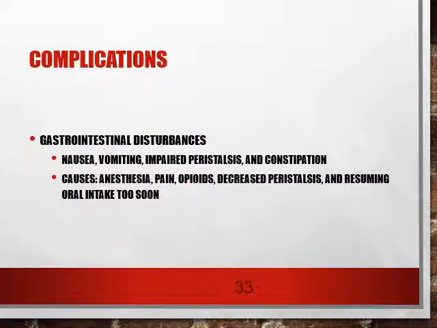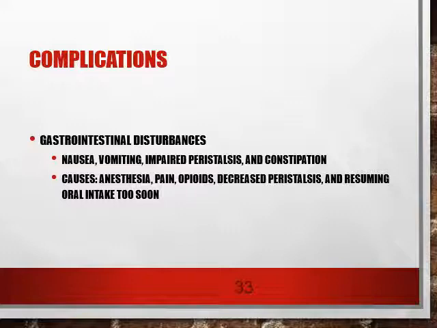So some GI disturbances, nausea and vomiting, that can be due to medication or anesthesia. Impaired peristalsis. So when you get anesthesia, usually your peristalsis stops. So everything's kind of at a standstill. And that can lead to constipation, as well as you're on pain medication, so that leads to constipation. So you're really at risk for that. Peristalsis can cause problems until that starts back up again.